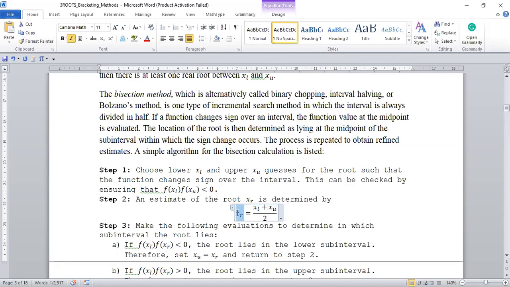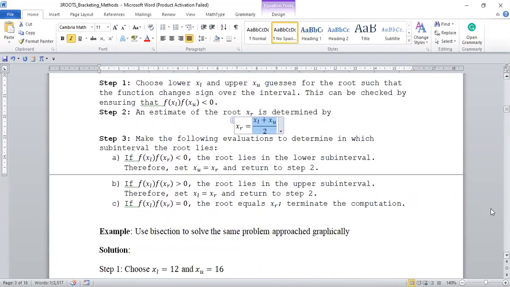So we approximate this. We say let xr be the estimated root. Then after that, you are going to make 3 evaluations. You are going to evaluate this function, which is the function at xl. Then you're going to evaluate the function at xr. Remember, we've calculated xr as this in the previous step.